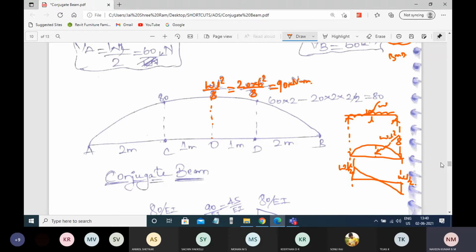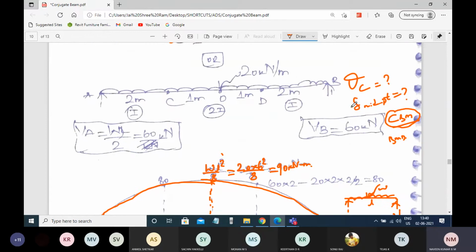In the conjugate beam method, with this we can write the bending moment diagram. So let me write the bending moment diagram, parabolically varying. The maximum bending moment will be exactly at the center.